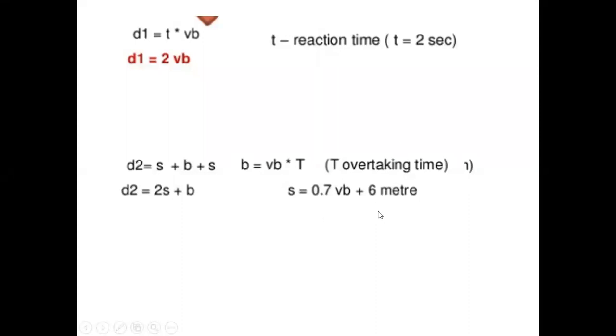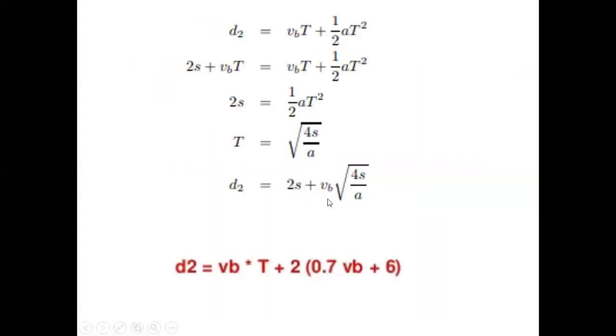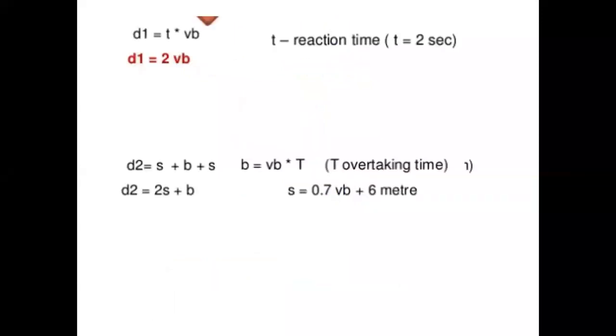Based on their observation and study, they have derived this expression for the spacing: 0.7 V_B plus 6, or plus L. You can take it as 6 itself. You study with the constants, so this you have to remember. S is 0.7 V_B, where V_B is the speed of the overtaken vehicle, that is the slow moving vehicle, plus 6. This you have to remember. That will give me the distance D2. So before going into the actual expression, we will have to derive something.